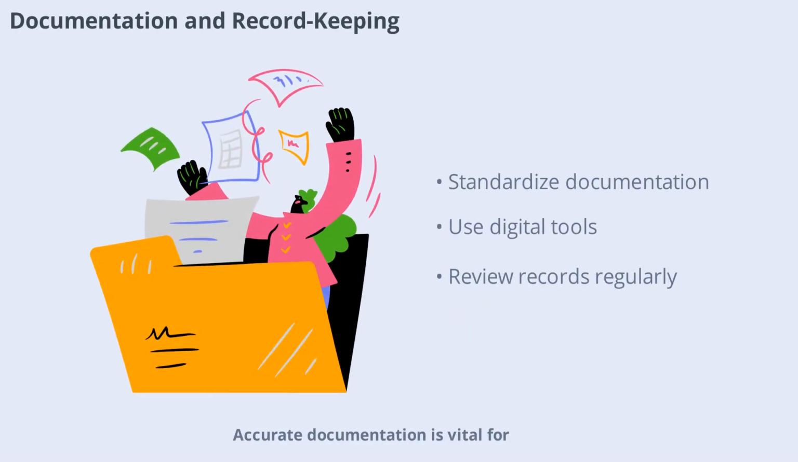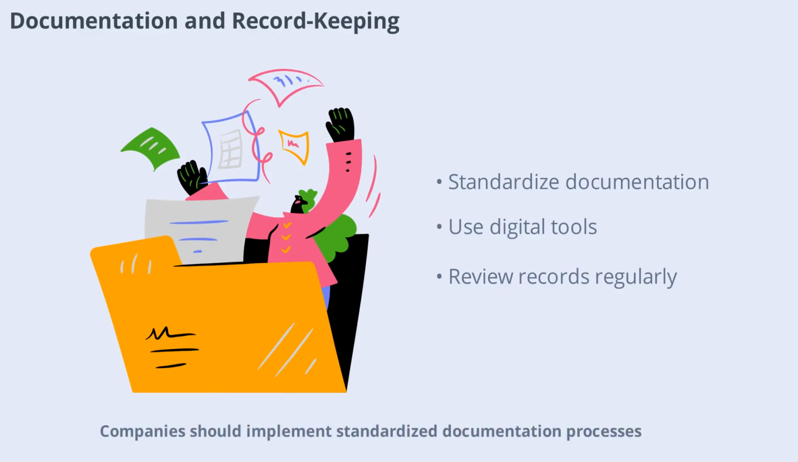Accurate documentation is vital for managing financial risks in international business. Proper records support compliance, facilitate audits, and provide evidence in case of disputes. Companies should implement standardized documentation processes, use digital tools for record keeping, and regularly review their records for accuracy. Good documentation practices help ensure transparency and reduce the risk of errors.